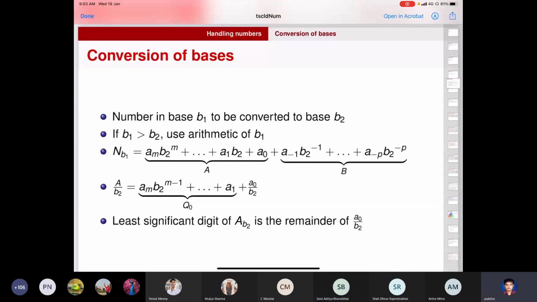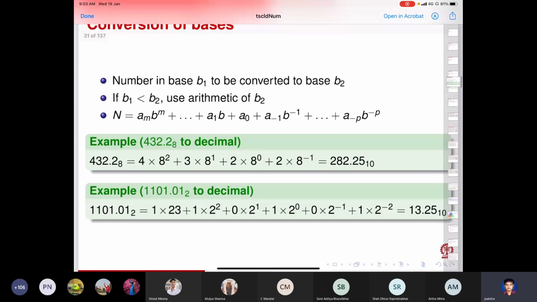Sir, in the previous case, let us say B2 was not 10. B2 was something greater than 10, which means we are always converting to decimal, so this is a one-step process, right? Let us say anything in a higher base will be a one-step process. Like, let us say we want to convert a base 8 number to a base 12 number. Then how do we do it in one step?